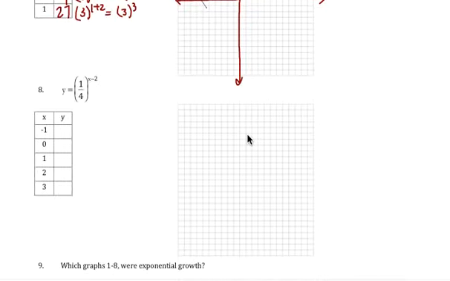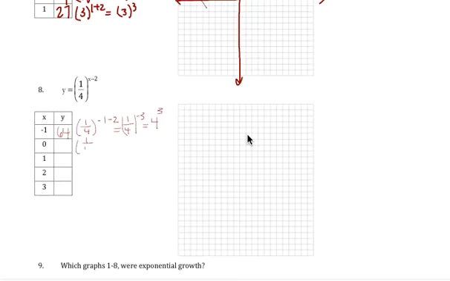Okay, number 8. All right, so we've got 1/4 to the -1 minus 2. 1/4 to the -3, which we have to rewrite as 4/1, or 4 to the 3rd power, right? Right. 4 times 4 times 4. 64. 64, good.